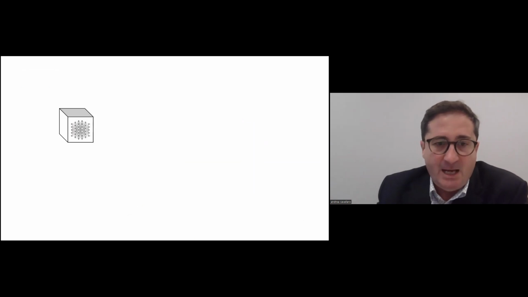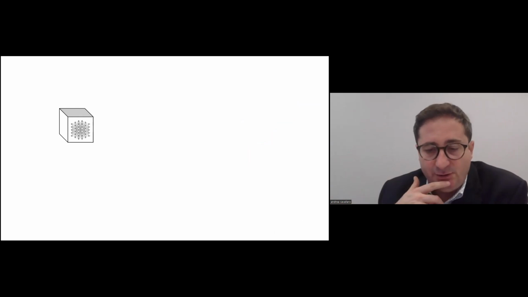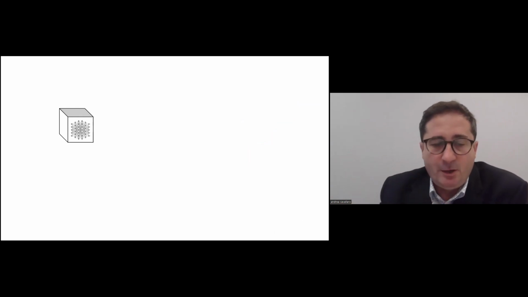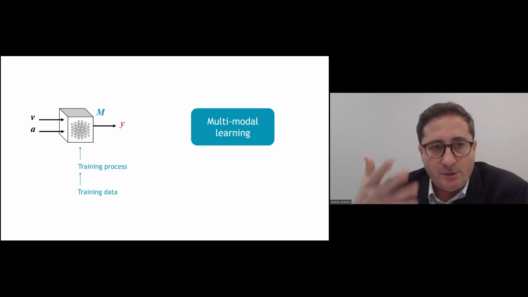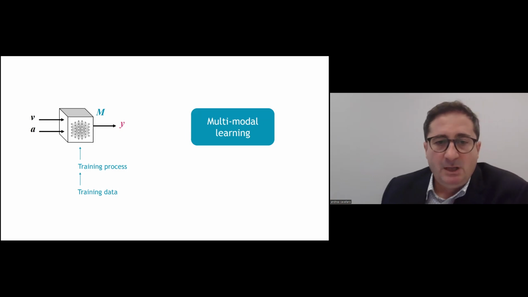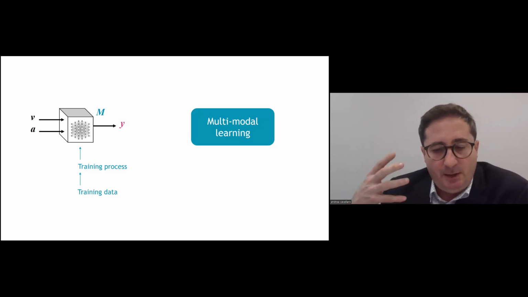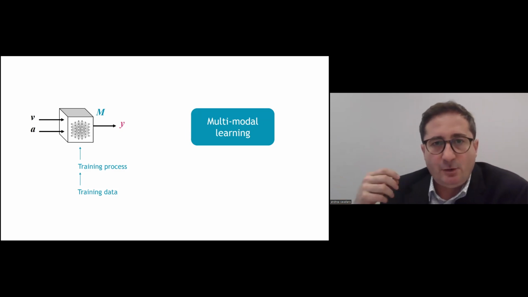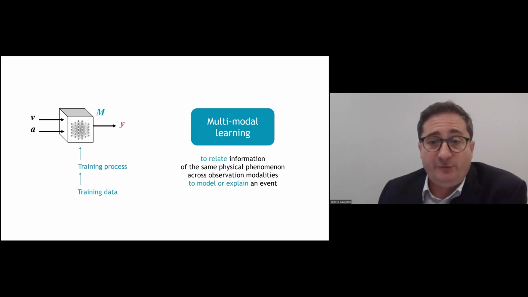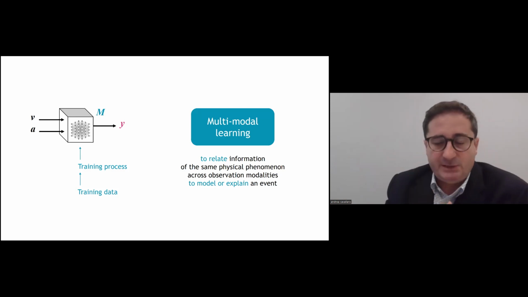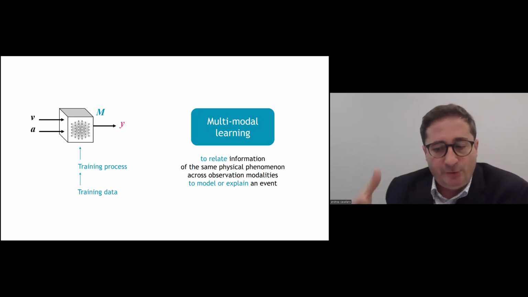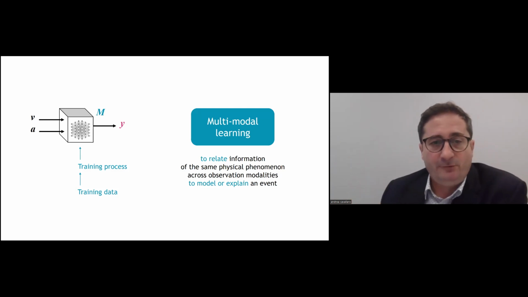Now, I'd like to go back to the initial comments we made at the beginning regarding the multimodality of this talk. We want to use multimodal information to achieve a certain goal. In particular, I would like to look at how we can relate information of the same physical phenomenon across observation modality in order to model or explain an event, which is what we have seen so far. We try to use audio information combined with visual information to determine the physical properties of a specific object.